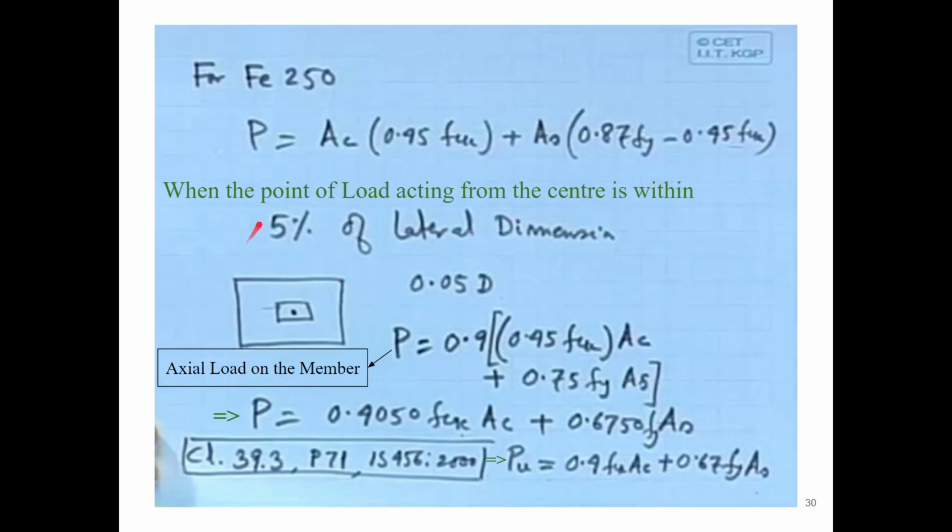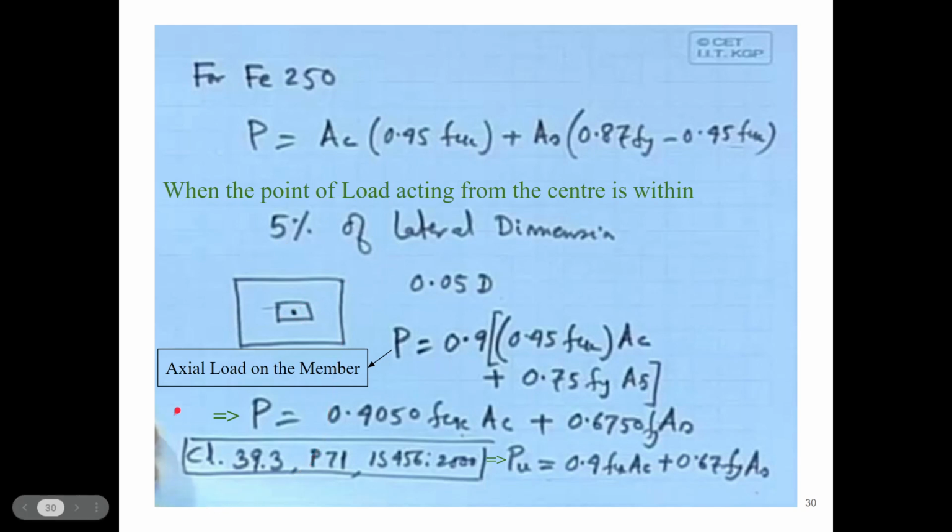Okay, and when the point of load acting from the center is within 5% of the lateral dimension, so if this is the center of the section and the load acting is within 5% of the lateral dimension, so if this is say 100 mm depth, then 5% is 5 mm, right? So the load acting will be within 5 mm from the center of the section.